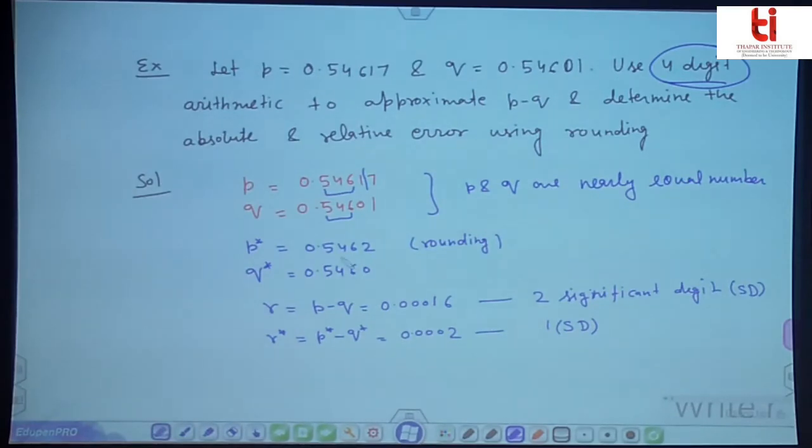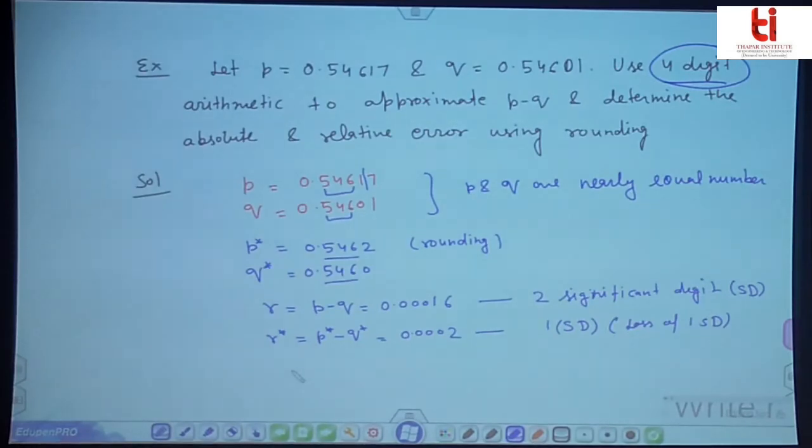So whenever you are having nearly equal numbers, loss of significance may create a problem whenever we are subtracting nearly equal numbers. So we are getting loss of one significant digit. Due to that, it will create error.